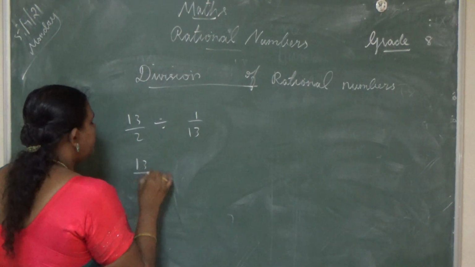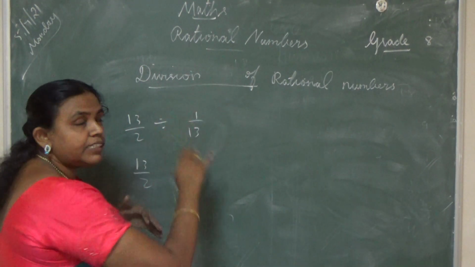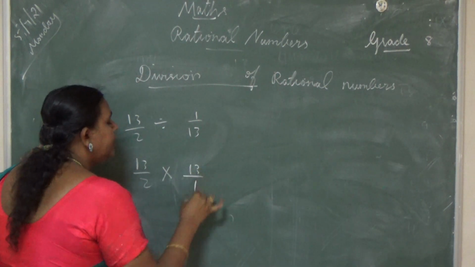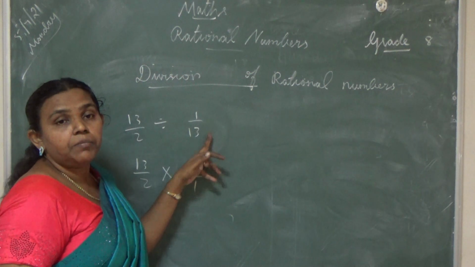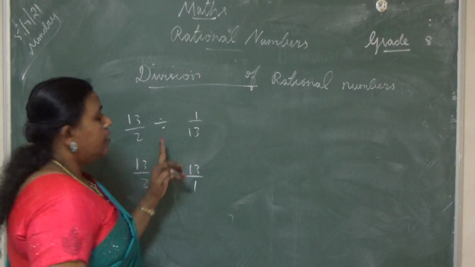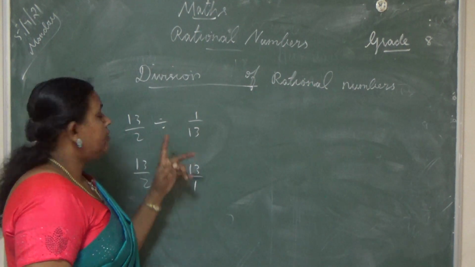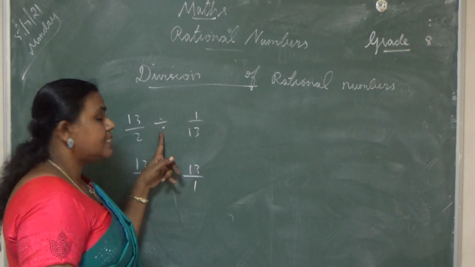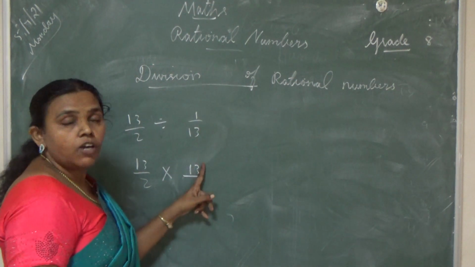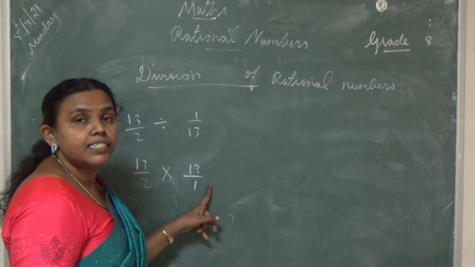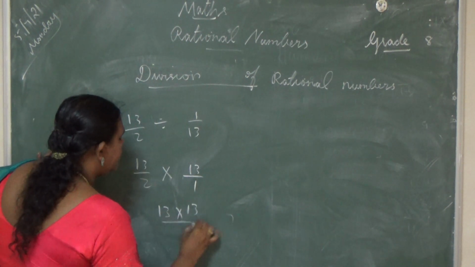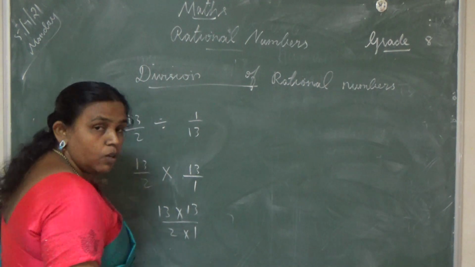So 13 by 2, then you have to take the reciprocal. Division must be changed to multiplication. Then the second number must be inverted, 13 by 1. So for division you have to change the sign and take the reciprocal of the second number. Okay. So next what did you get? 13 into 13 divided by 2 into 1.